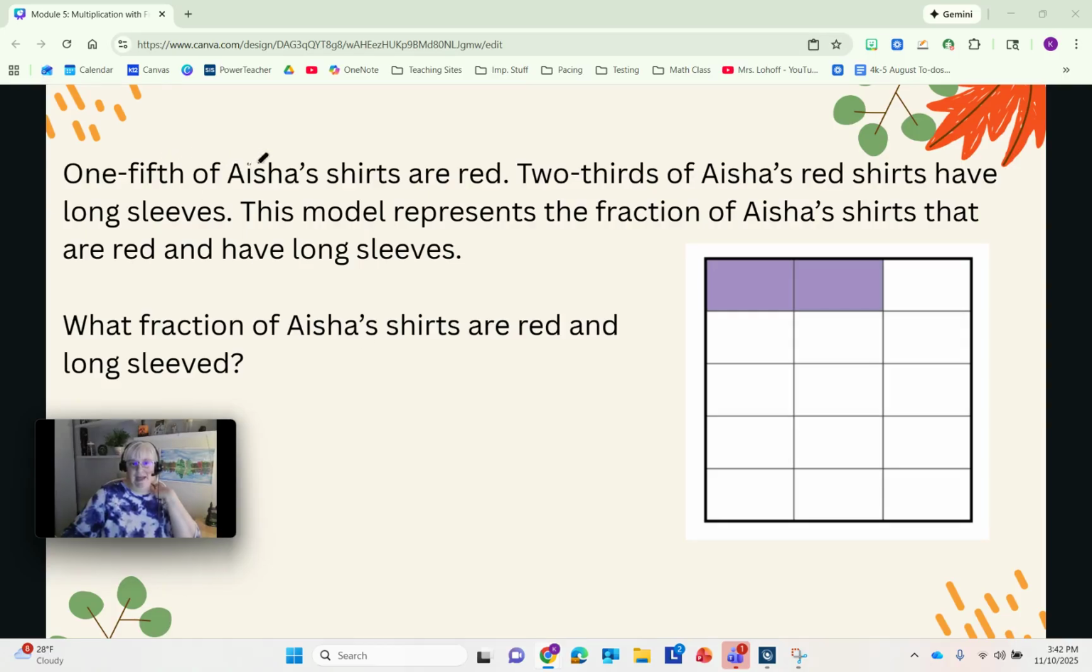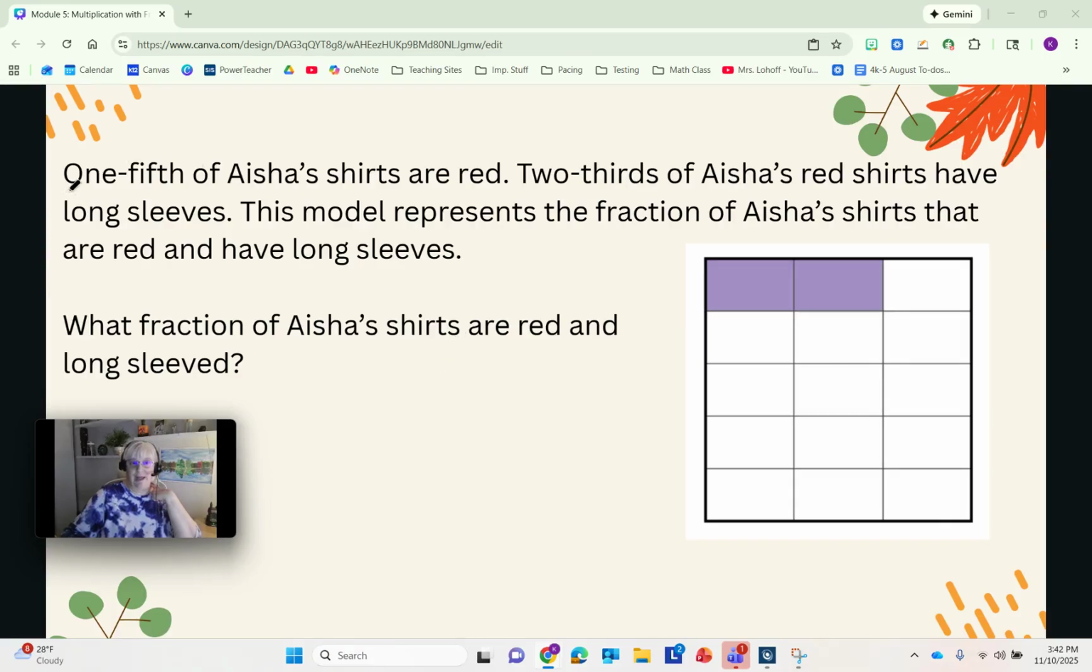1/5 of Aisha's shirts are red. 2/3 of Aisha's red shirts have long sleeves. This model represents the fraction of Aisha's shirts that are red and have long sleeves. What fraction is it representing?